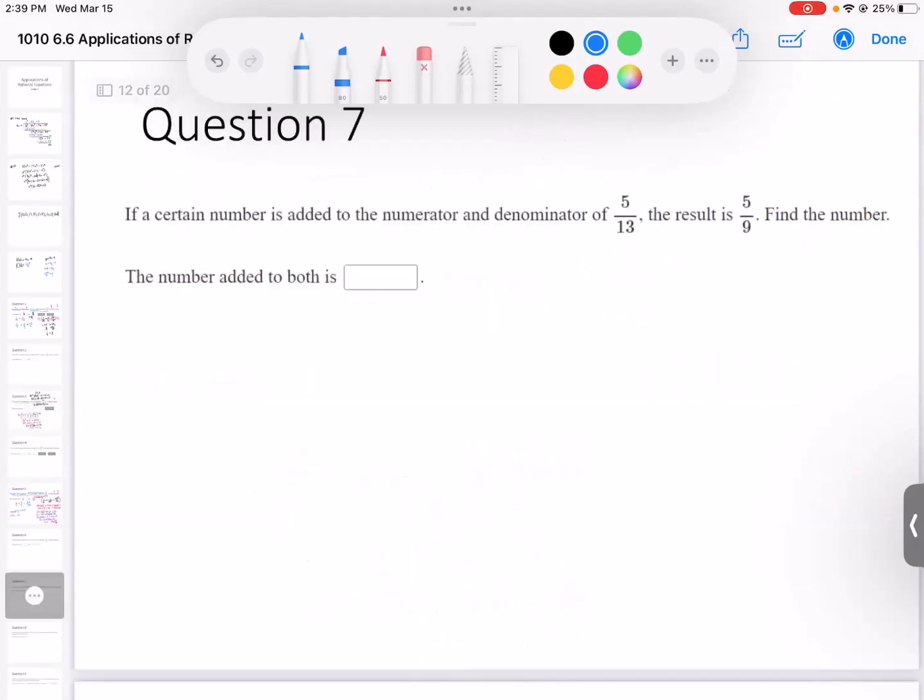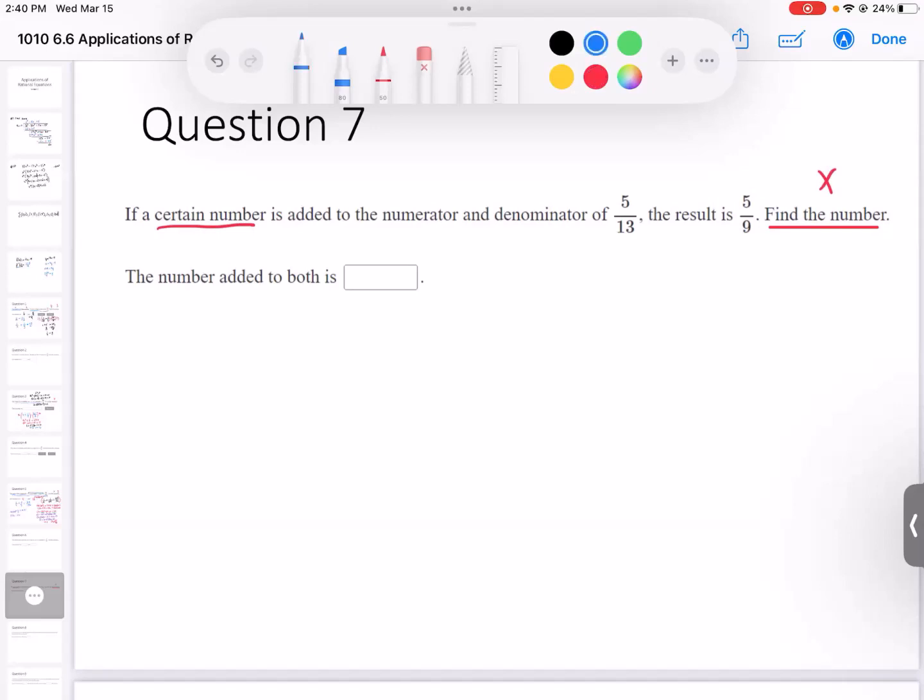All right, so this one says, if a certain number is added to the numerator and denominator of 5/13, the result is 5/9. Find the number. So what is it that we're looking for here? They asked us to find the number, and this number that they're talking about is this number in the sentence. So I'm going to call that number X.